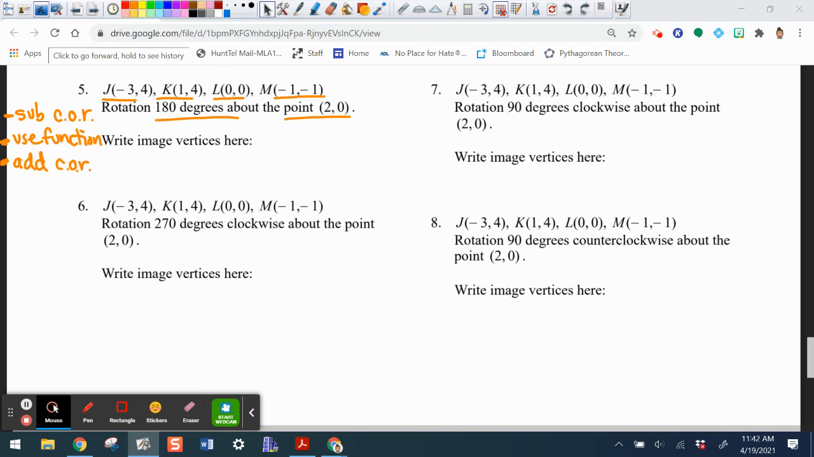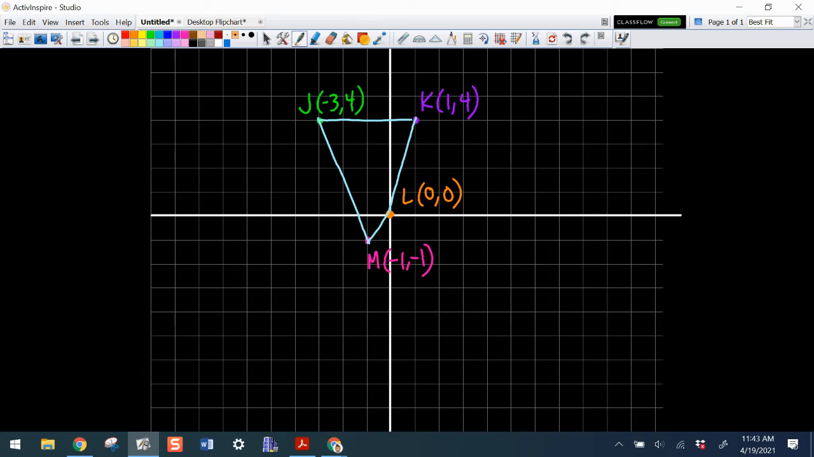So number 6, we're going to rotate 270 degrees clockwise about the point 2, 0. Notice I kept the same center of rotation, 2, 0 for all of these. Feel free to change it up if you prefer, just for the sake of extra practice. But we're going to rotate 270 degrees clockwise about the point 2, 0. So we're going to go through the same process here.